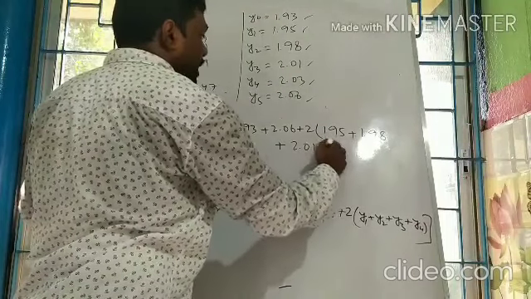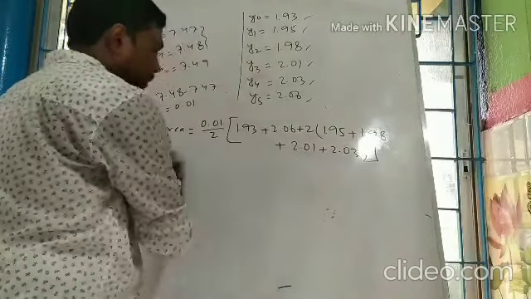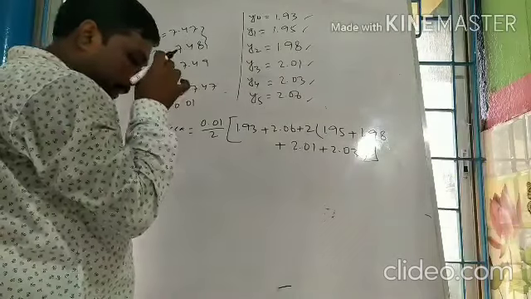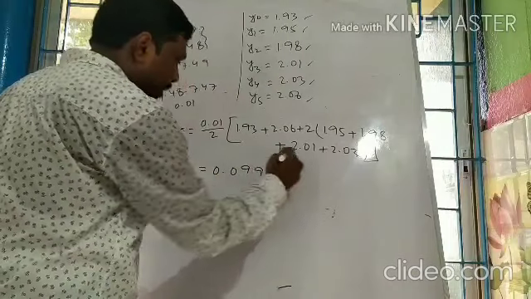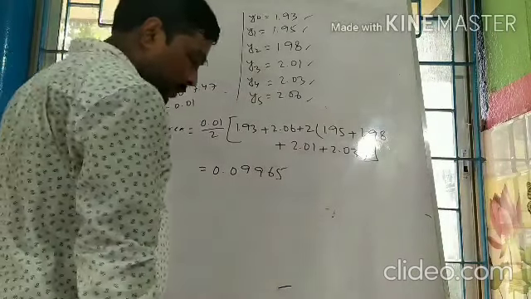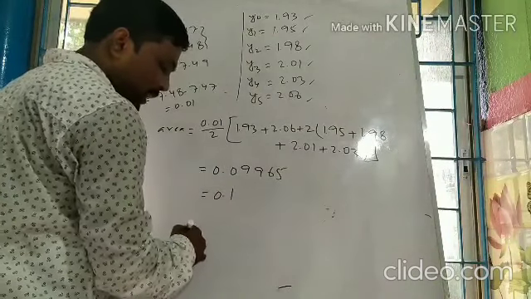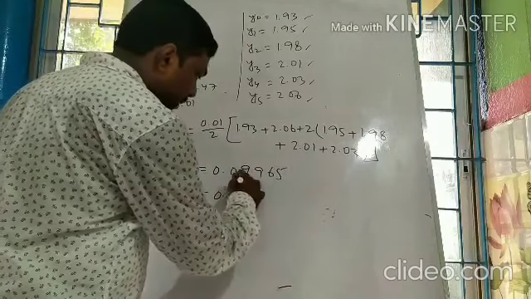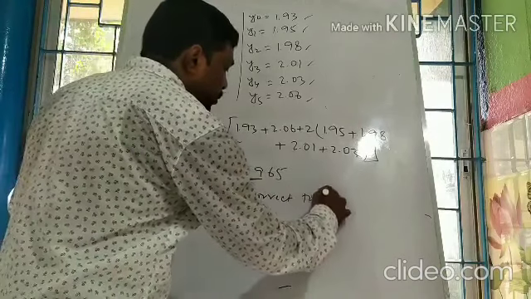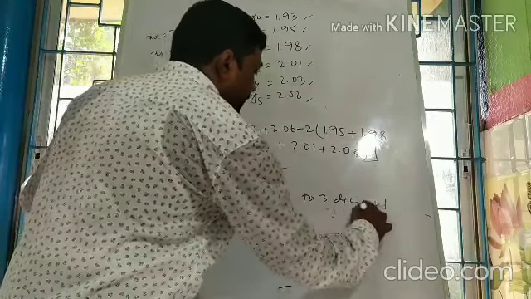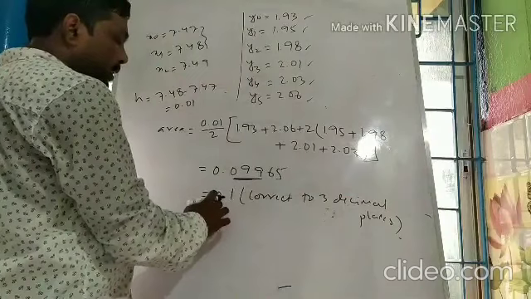2.01 plus 2.03. Okay, this is the area. Just simplify. This equals 0.09965, which is approximately 0.1 if we take it correct to 3 decimal places. Correct to 3 decimal places, if you round it up, you will get 0.1.